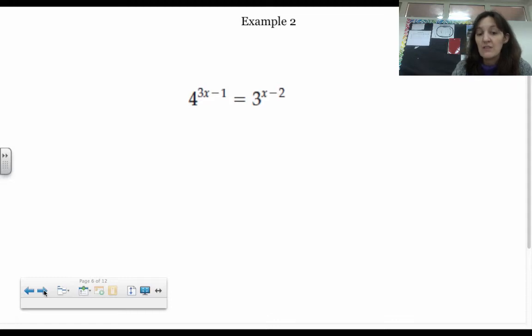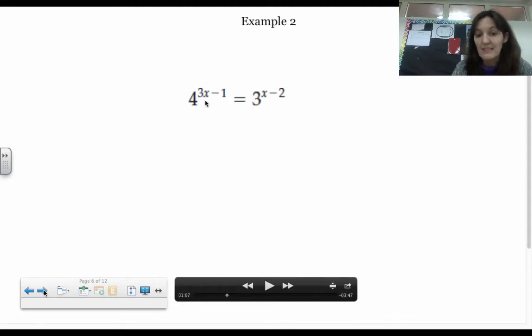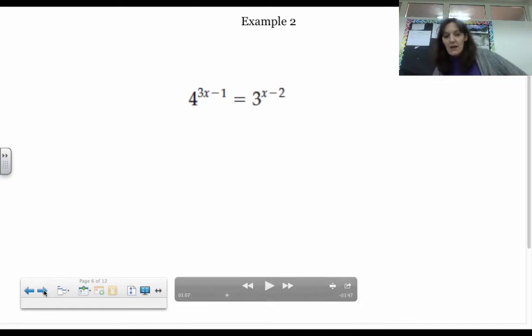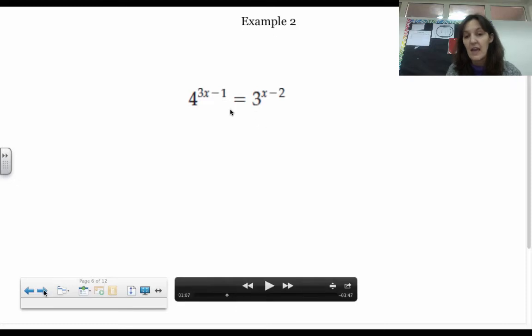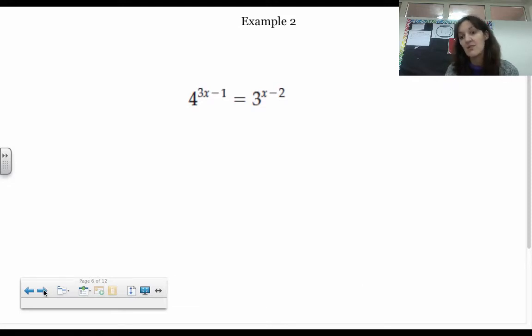Okay, example 2. Now, this one you'll notice that the bases are not the same. So now we have to use a lot more complex methods. And honestly, this is probably the longest problem that I have on here. In order to solve this, we need to get the x's out of the exponent. You cannot solve with x's in the exponent. So I'm going to take the log of both sides. I can take log or I can take natural log. It does not matter which one I use. I use natural log because it's easier to write. Your calculator will do both.